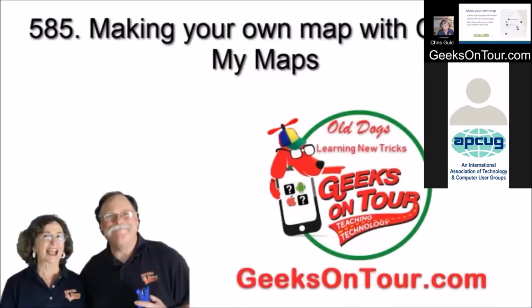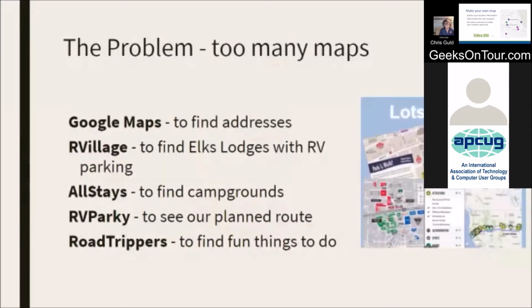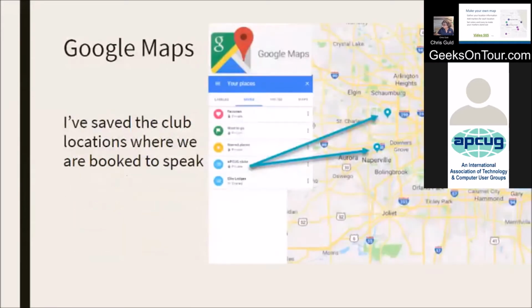Hi, this is Chris Guld with Geeks on Tour, and this tutorial video is about making your own map. When you're researching places to go and places where you can stay nearby, do you use a lot of maps like we do? I use Google Maps, Our Village, All Stays, RV Parky, and Road Trippers. I want to collect my information all in one map.